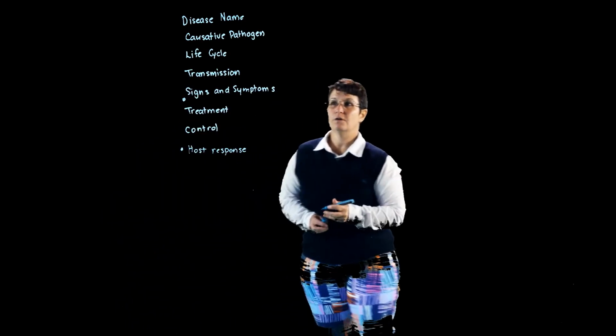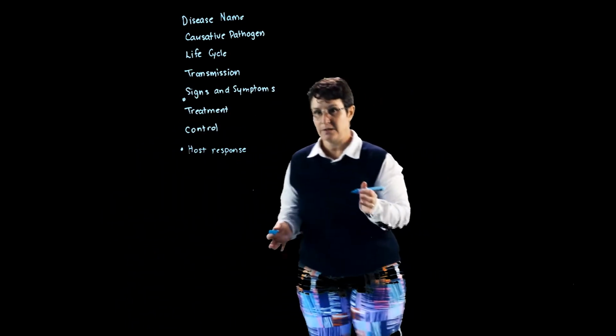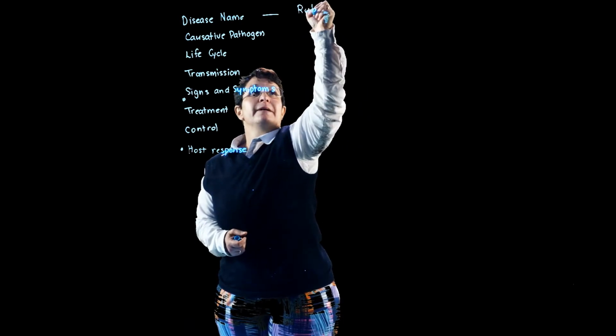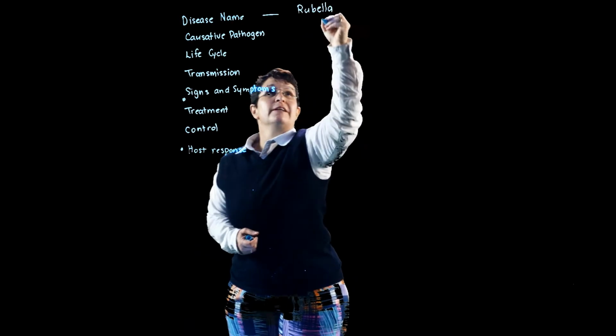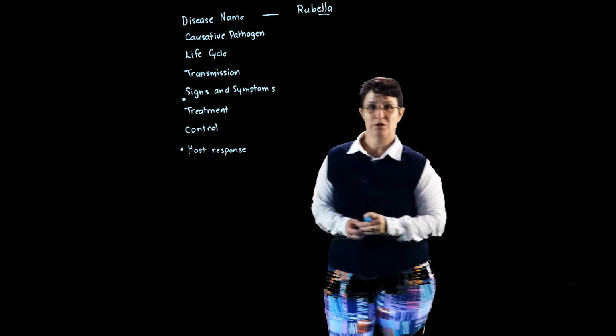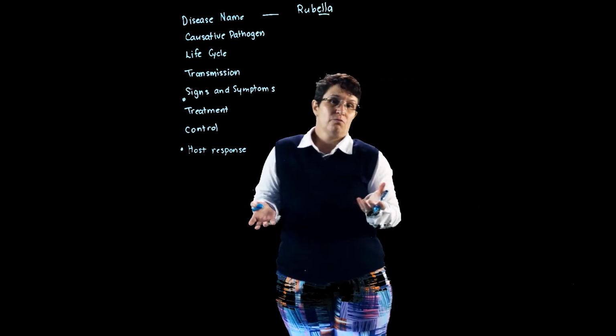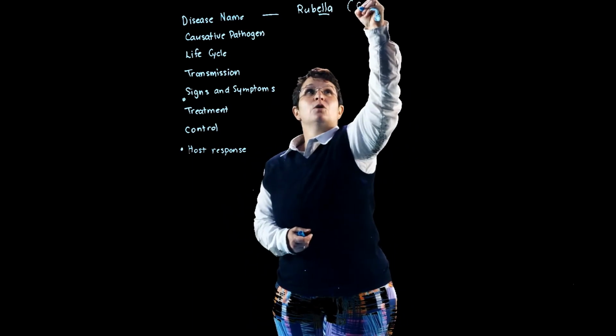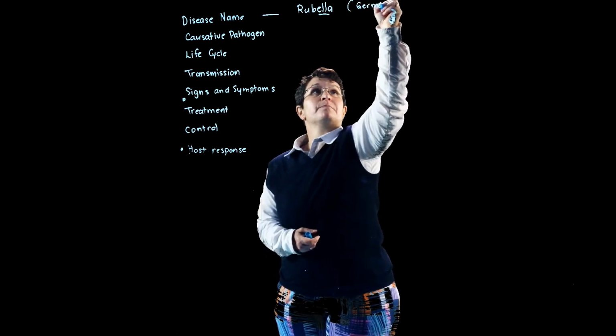So if I start off with looking at a disease like rubella, the disease name is rubella. Now, interestingly, ella comes from the Latin, which means little, and rub means red, like ruby, for example. So rubella's other common name would be German measles.